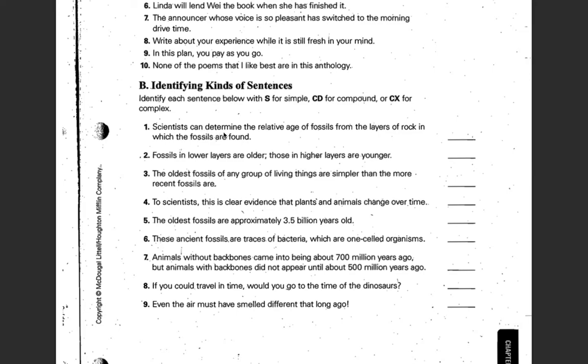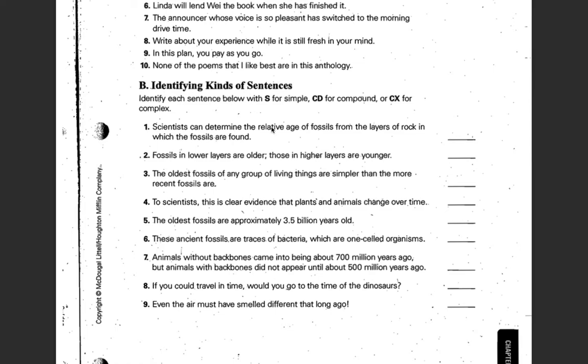We need to read the sentence very well. Look up for clauses, look up whether they're dependent and independent, and then decide what type of sentence each is. Scientists can determine the relative age of fossils from the layers of rock in which the fossils are found. So let's try to chop this sentence into parts.